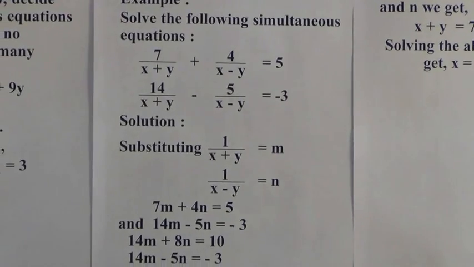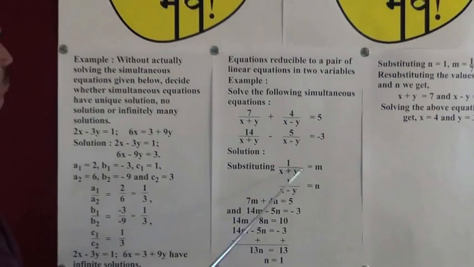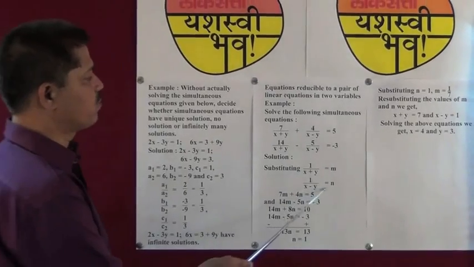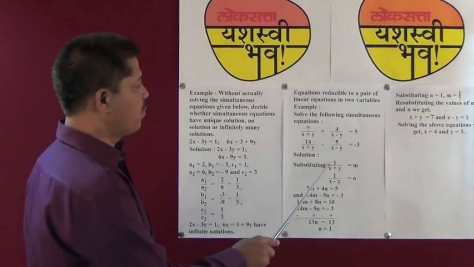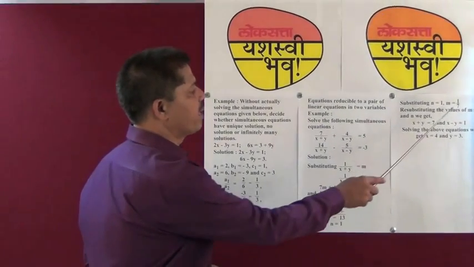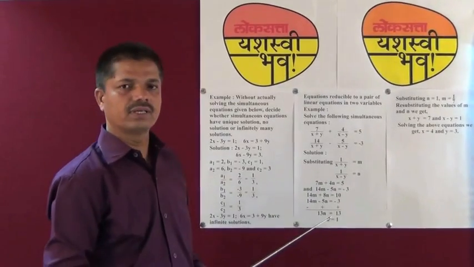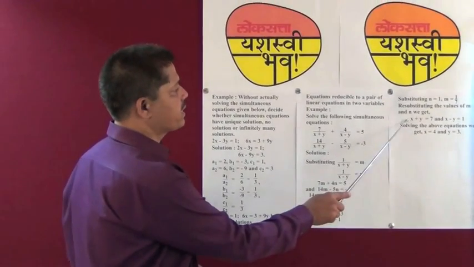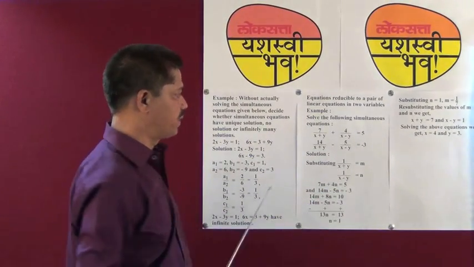Let us resubstitute the values of m and n in the equations 1 upon x plus y is equal to m and 1 upon x minus y is equal to n. Now 1 upon x plus y is equal to m, that is equal to 1 upon 7, simplifying which we get x plus y is equal to 7.